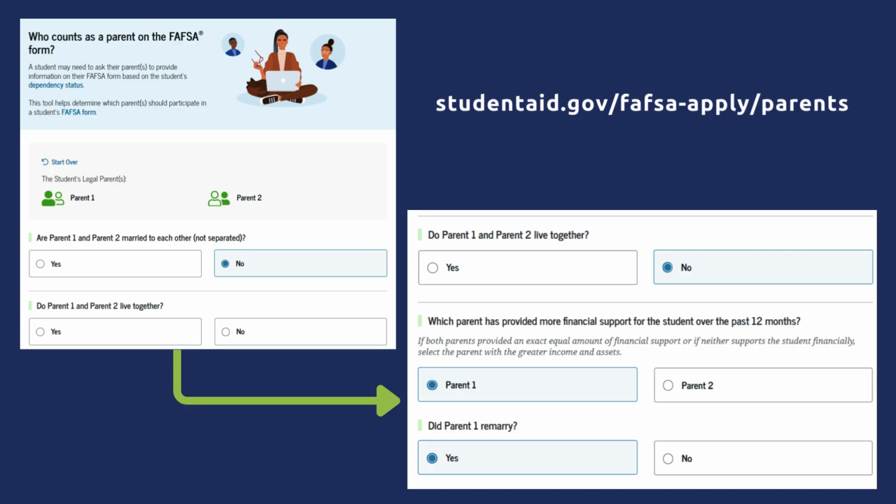If the answer is yes, the parent is remarried, then the step parent or parent spouse will also be including their information on the FAFSA, even if they don't provide any financial support for the student. The reason for that is the forms really want to know what the financial picture in the household is. And so they do require information from the step parent as well as the biological or adoptive parent.